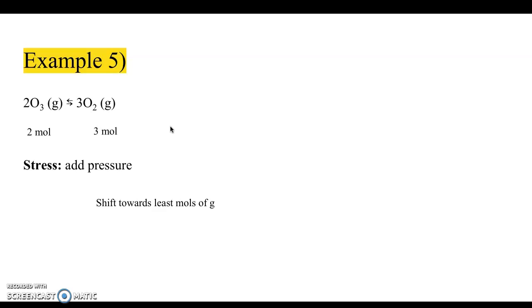So an increase in pressure means a decrease in volume. There's less space for this equilibrium to occupy, so it's going to shift towards the least number of gas molecules. In this case, our reactant side has the least number of gas molecules. There's only 2 moles of gas molecules. So this is going to favor the reverse reaction. That means we're going to see an increase in concentration of ozone and a decrease in concentration of oxygen gas.